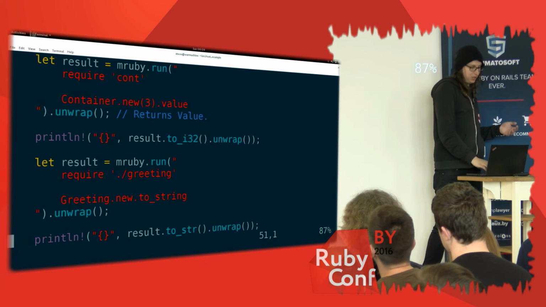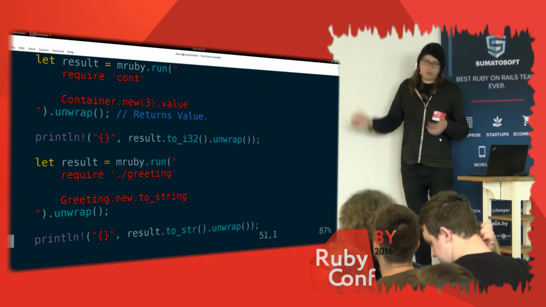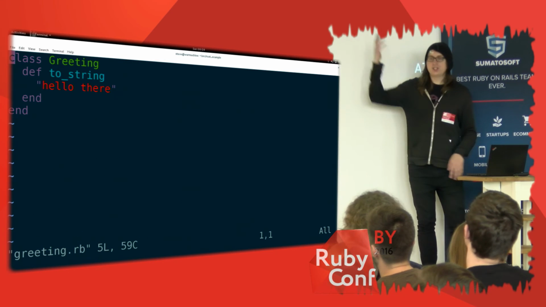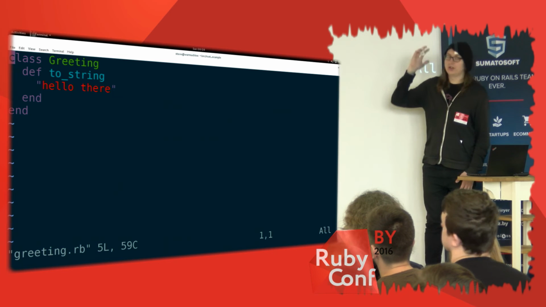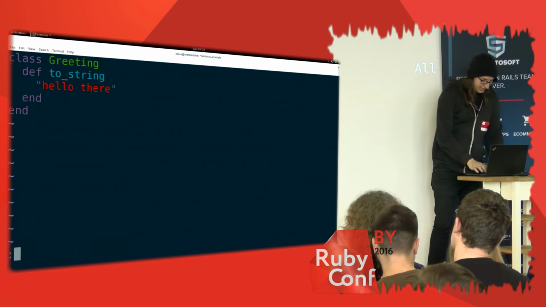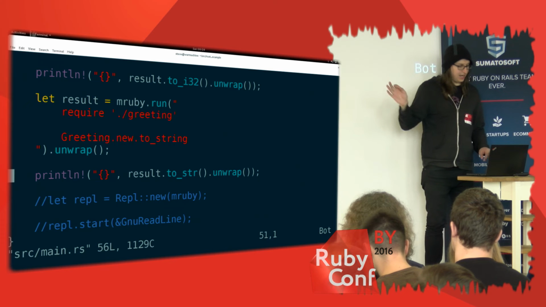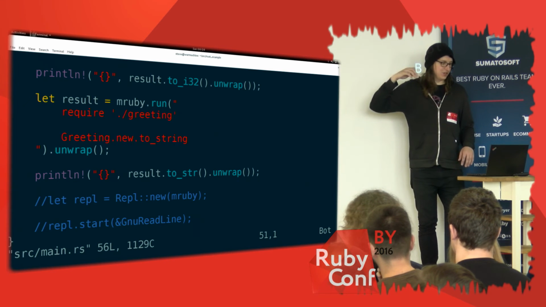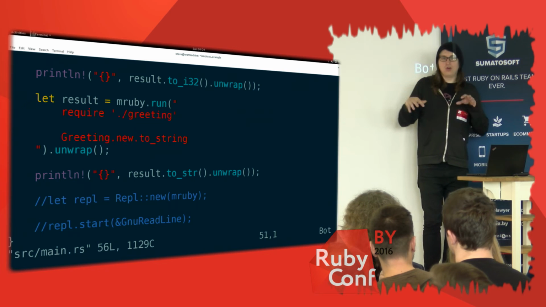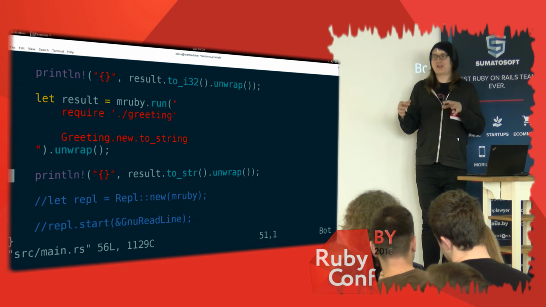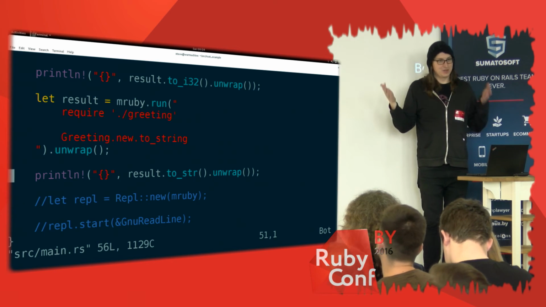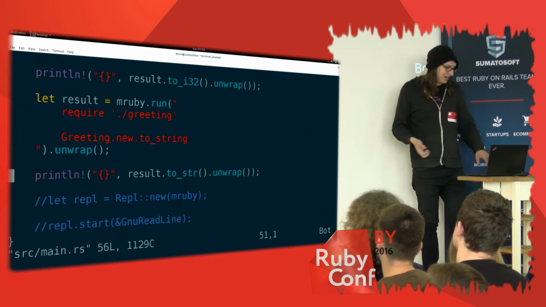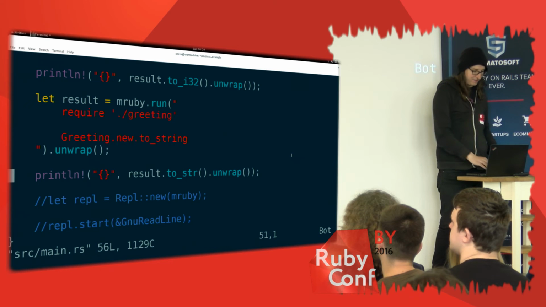But as part of that, you can require external Ruby files. So for example, I have this greeting.rb file, and this is just regular old Ruby code that prints out hello there. But I can then require that from inside of my Rust program string that's doing mruby. And so you don't need to program inside of literal strings inside of another language. You can write normal files like a human being and just require them. And so then we get greeting.new to string and print out that value there.